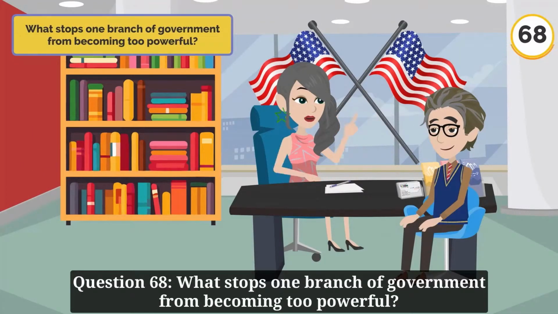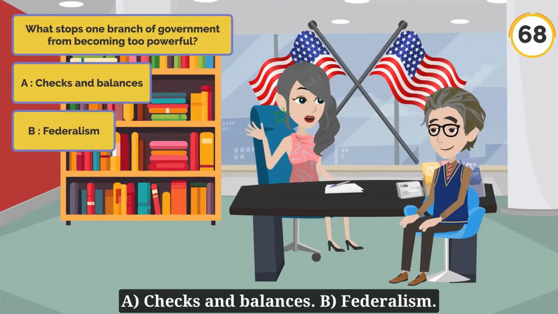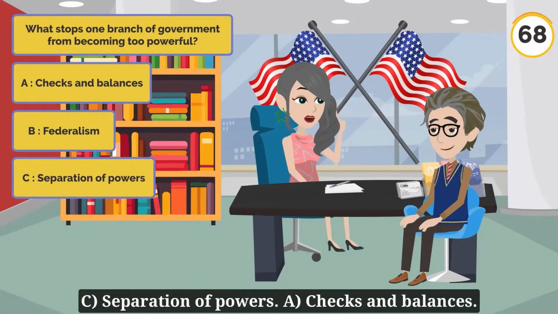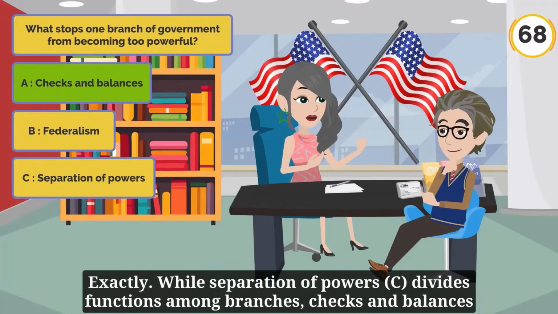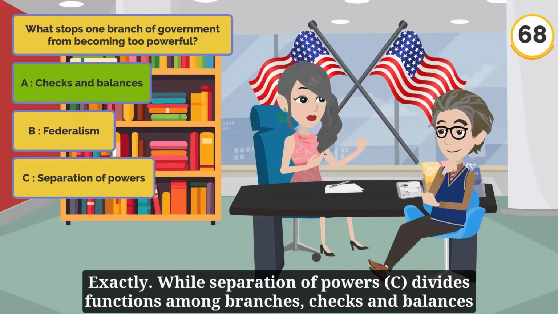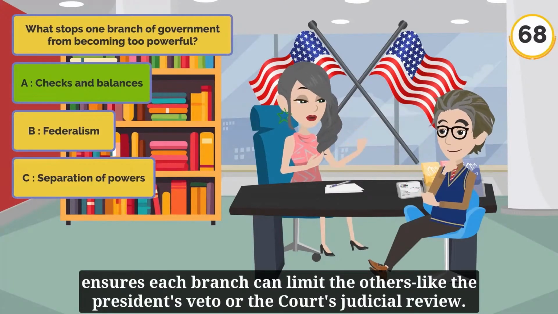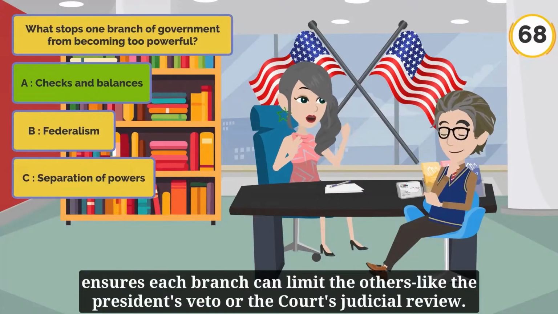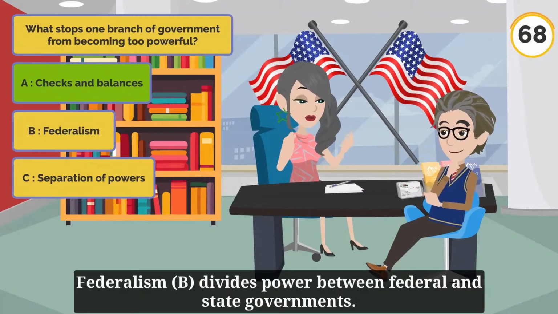Question 68. What stops one branch of government from becoming too powerful? A. Checks and balances. B. Federalism. C. Separation of powers. I'll go with A. Checks and balances. Exactly. While separation of powers, C, divides functions among branches, checks and balances ensures each branch can limit the others, like the president's veto or the court's judicial review. Federalism, B, divides power between federal and state governments.